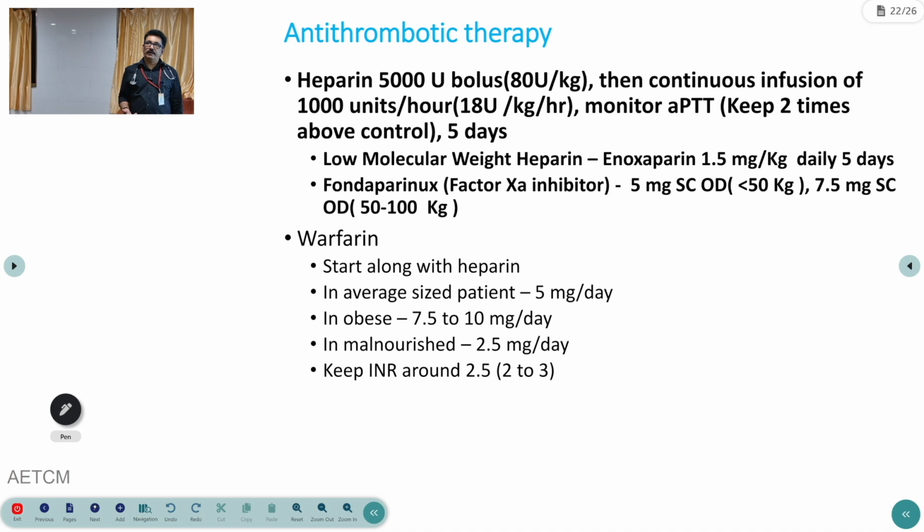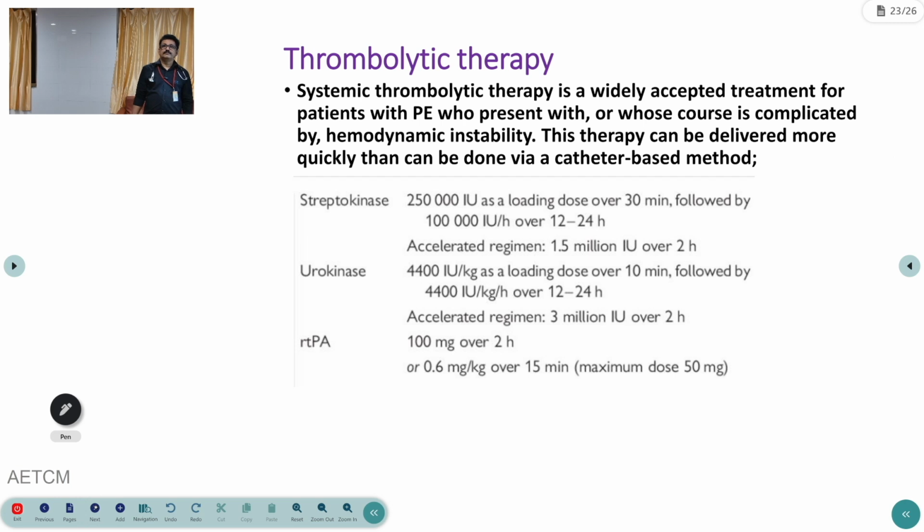APTT should be monitored. Instead of heparin, you can go for low molecular weight heparin, so no need to monitor the APTT, or fondaparinux can be given. Along with that, you can start warfarin in a dose of 7.5 to 5 milligram and taper the dose according to the INR. You have to keep the INR around 2.5. After 1 week, we can stop heparin and continue warfarin at least for 6 months. If there is a reversible cause for DVT or pulmonary embolism, 6 months, and if we are not able to find out the cause or a genetic cause is there, it has to continue lifelong.